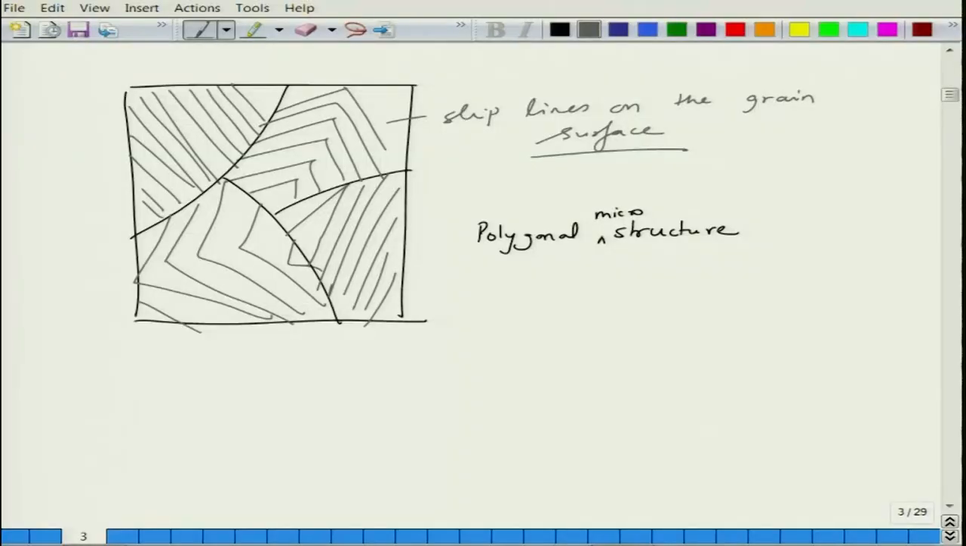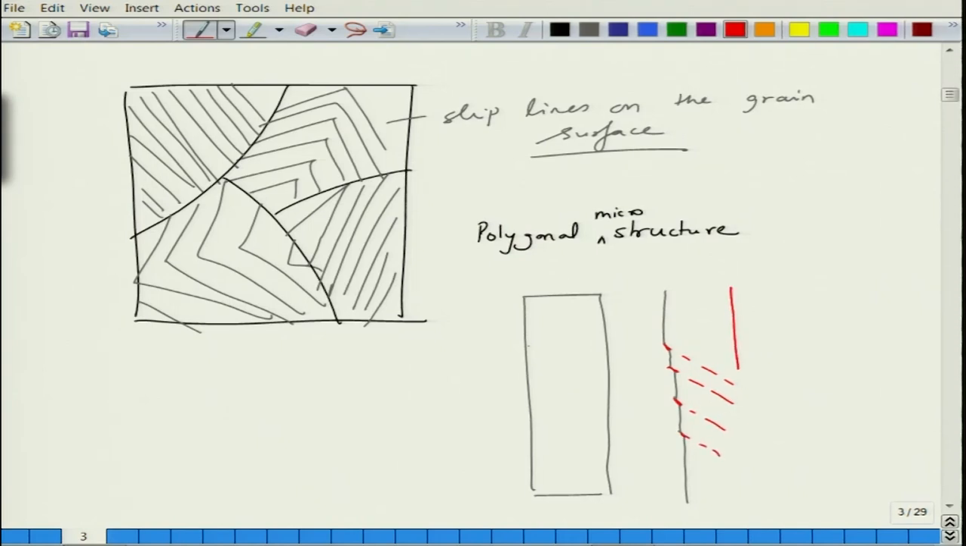Now, if you take a single crystal wire and look at it microscopically, the surface looks like this. You see these kind of terraces, the steps. So you have one slip plane, another slip plane, another slip plane. Similarly, if you go to the other side, you will see something like that. So you will see these steps on the surface.